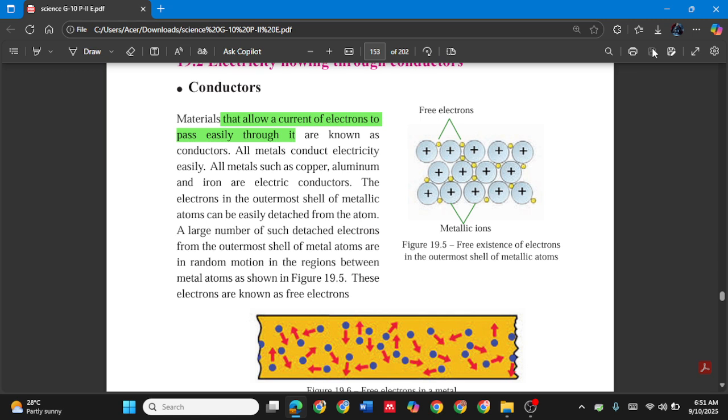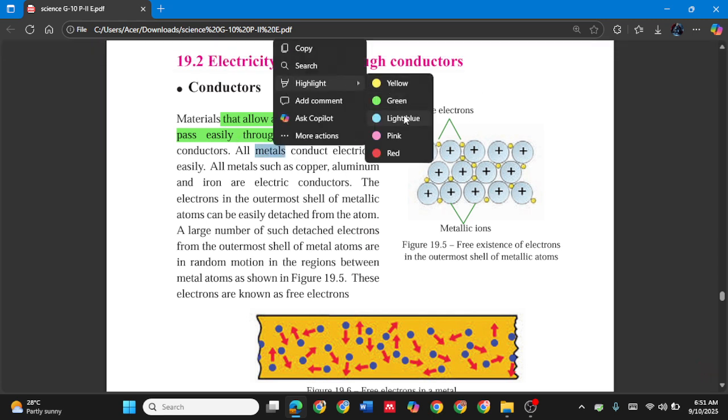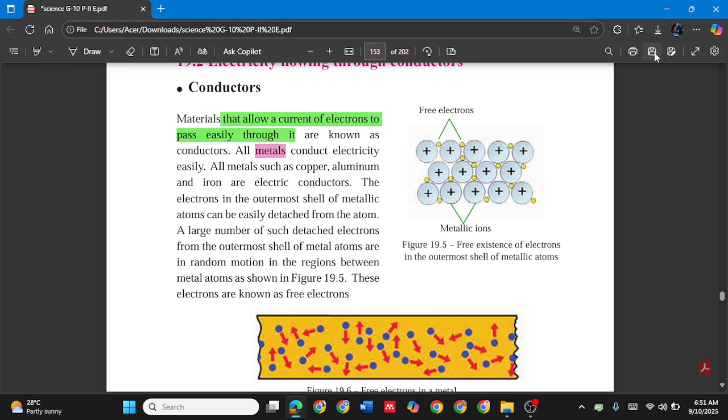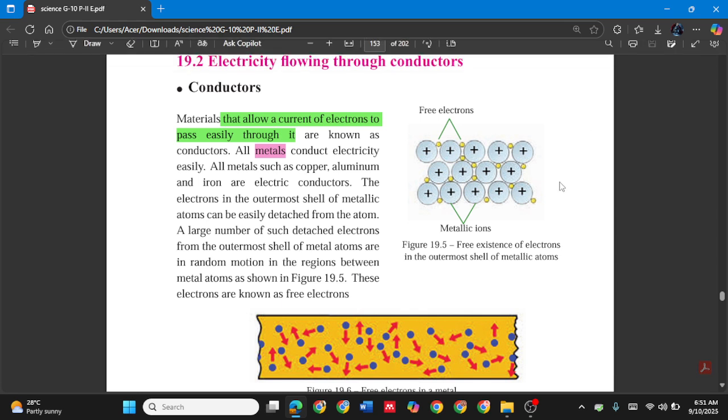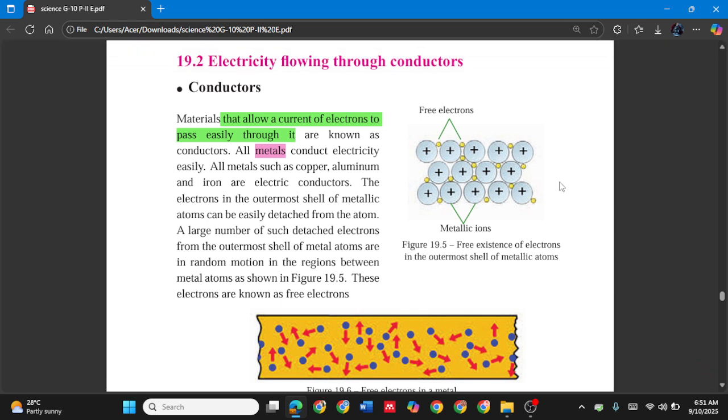All metals conduct electricity easily. The metals always come under conductors. All metals such as copper, aluminium and iron are electric conductors. They have given some examples, but other than those examples, all the metals allow electricity to go through them. That means all the metals are conductors. The electrons in the outermost shell of metallic atoms can be easily detached from that atom.